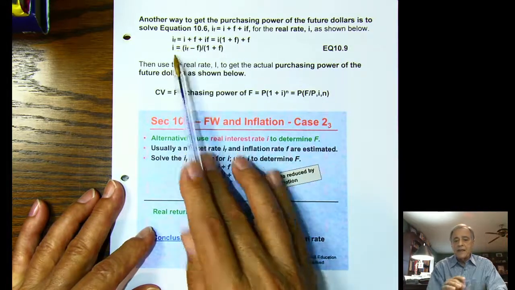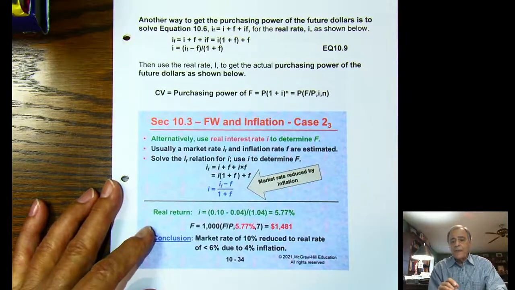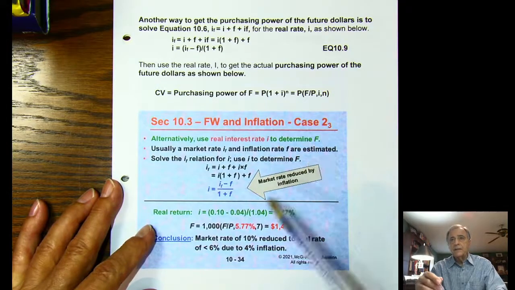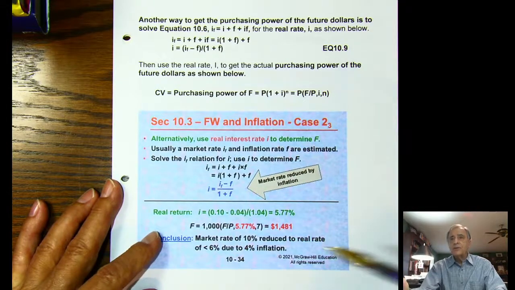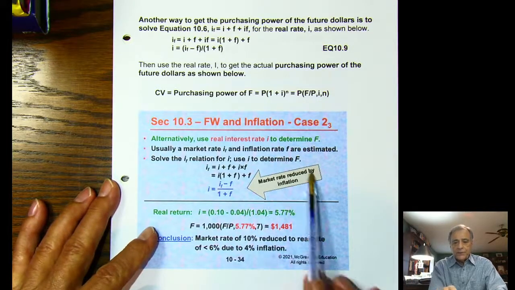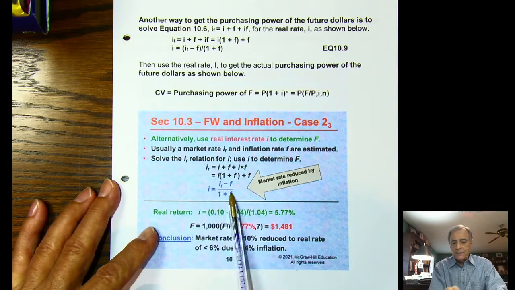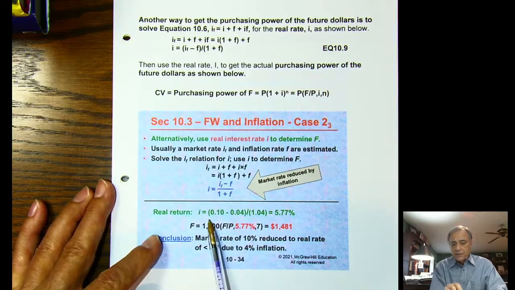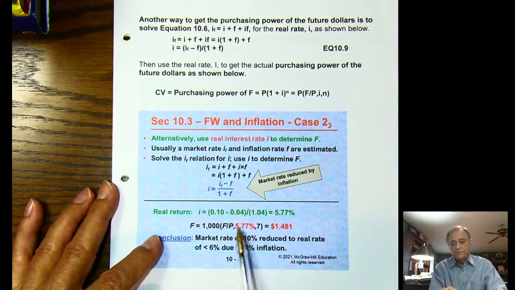Just use that i then to get the constant value of the future dollars. So the author goes through that process here to give you the i value. He uses the numbers. Remember, i sub f was 10% and f was 4% in the original statement of the problem.